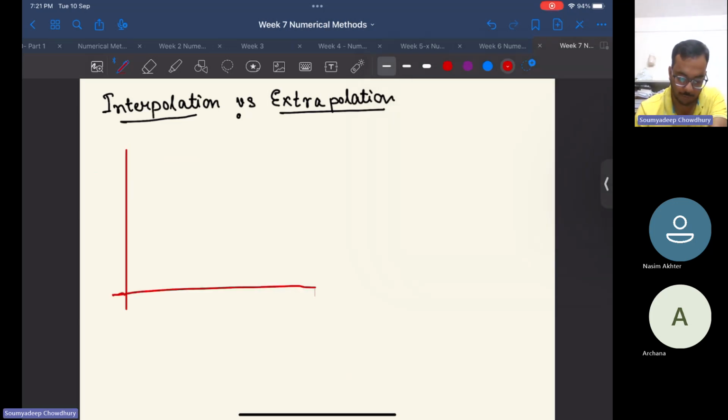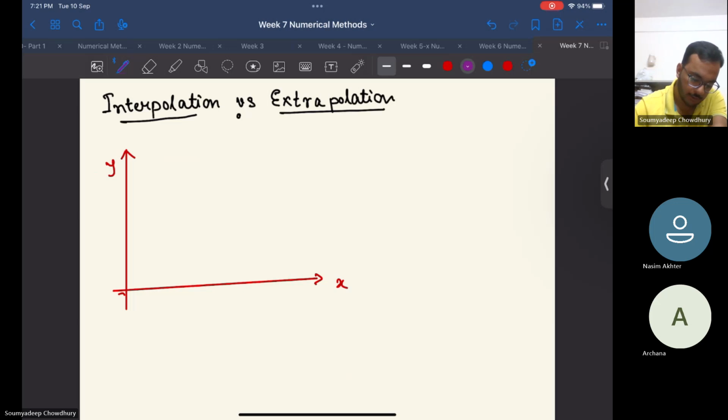you have a set of data points. This is x. Suppose you have a set of data points like this. So what you do in interpolation is that you join all of these by a curve, right? So this is your interpolating polynomial, or the graph of the interpolating polynomial. I'll mark the points once again. This is one data point. This is another data point. The origin also is there.